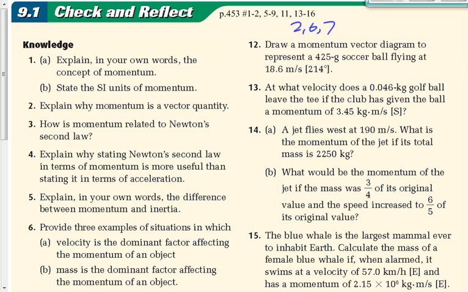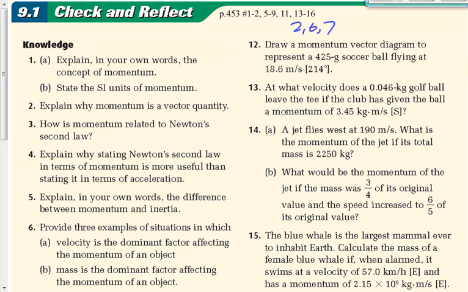Number 2 says, just a short qualitative question, explain why momentum is a vector quantity. Sometimes we see a question where it's so straightforward, we think that it can't be that straightforward. We think there's got to be more to it. There's not for this question. Why is momentum a vector quantity?